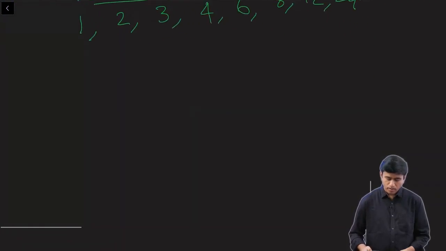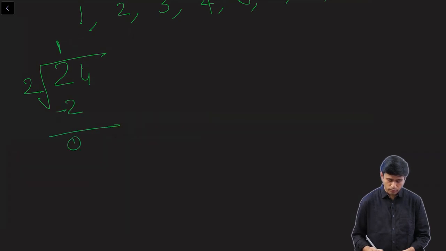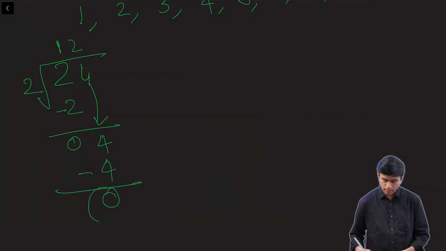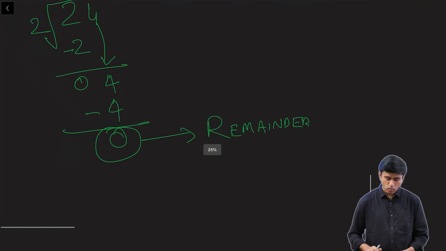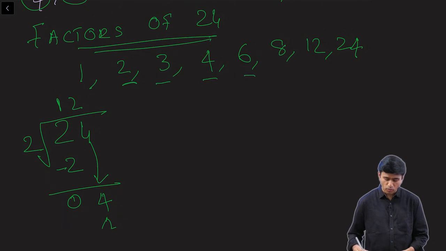So when you divide 24 by 2, we get 2 ones are 2, 0, 2 twos are 4, 0. So you get the remainder as 0. So when 24 is divided by 2 or 3 or 4 or 6 or 8, the remainder is always 0. That's why we can say that 1, 2, 3, 4, 6, 8, 12, and 24 are factors of 24. The remainder has to be 0.